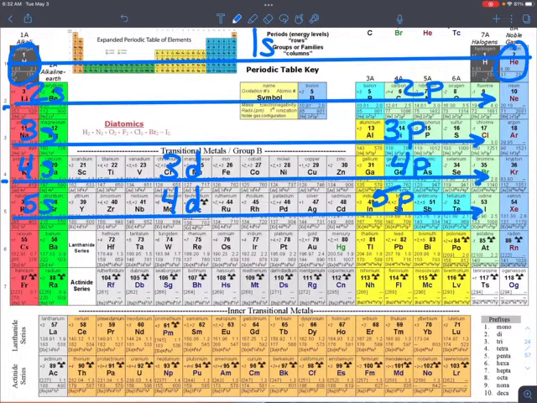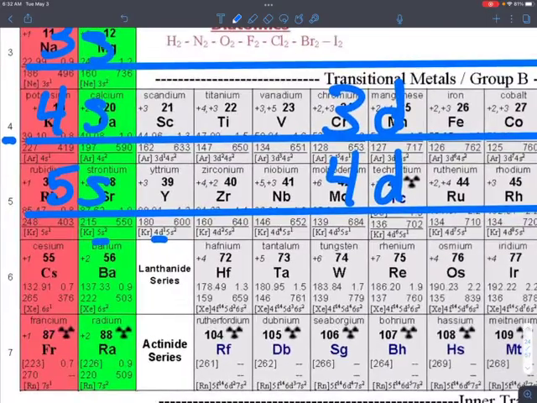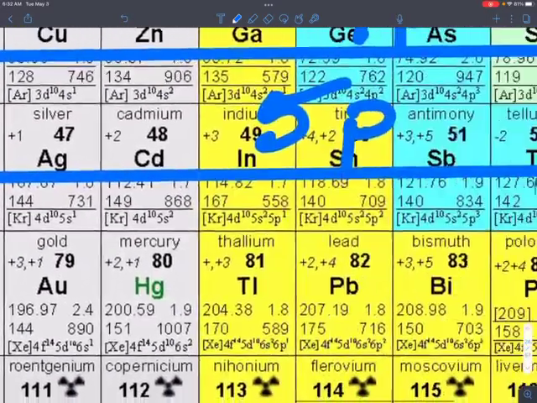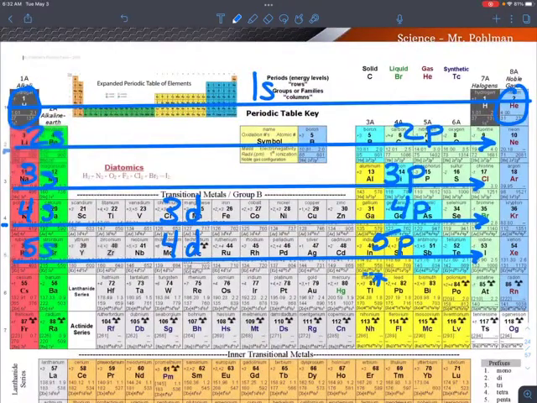And you can always check that because you're going to see 5S and then 4D, but you don't see any 5P yet, do you? We come over here, and we start getting into the P block, and now all of a sudden, you've got your 4D, 5S, and right there, you got that 5P. So then we can start filling those things in.